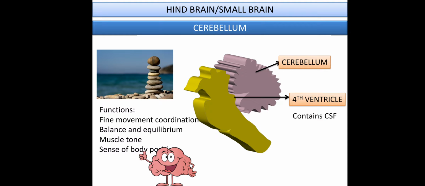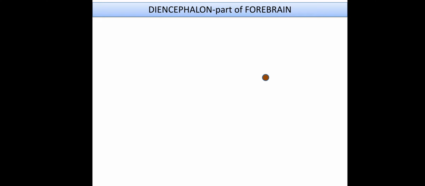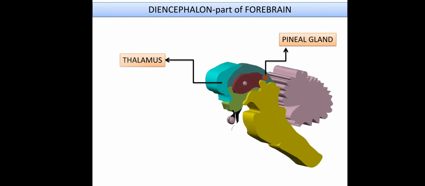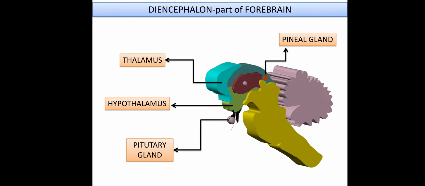Now this forebrain is further divided into cerebrum and diencephalon. The diencephalon is located around the third ventricle and surrounded by the two lateral ventricles. It consists of the thalamus, hypothalamus, pituitary gland, and pineal gland. The thalamus is often described as a relay station, because a great deal of information that proceeds to the cortex first stops in the thalamus before being sent to its destination.